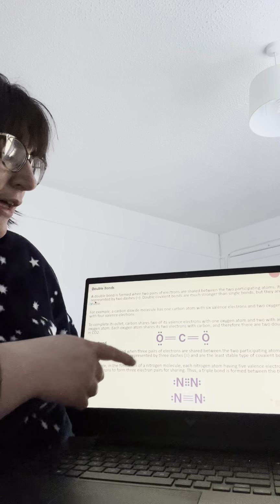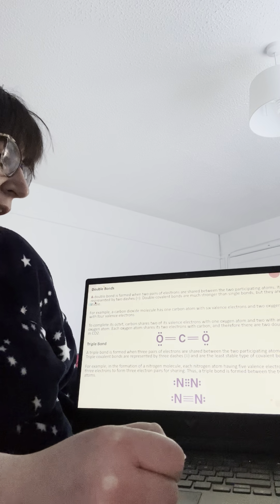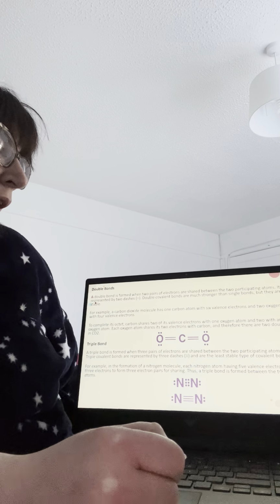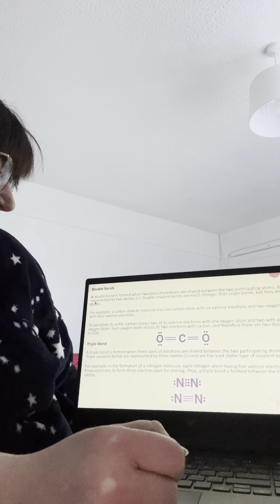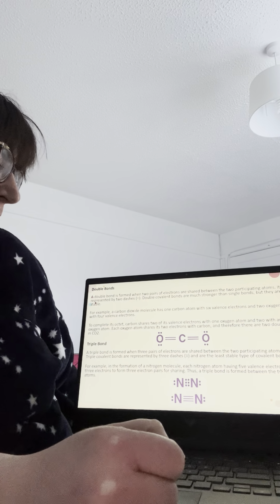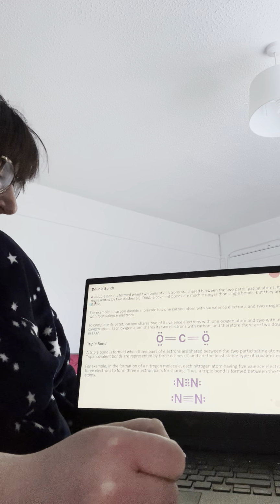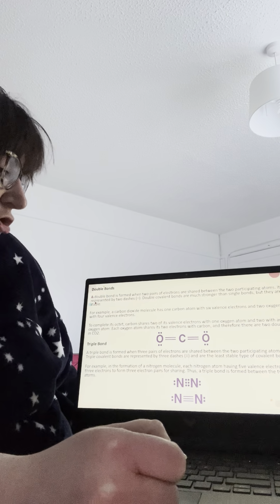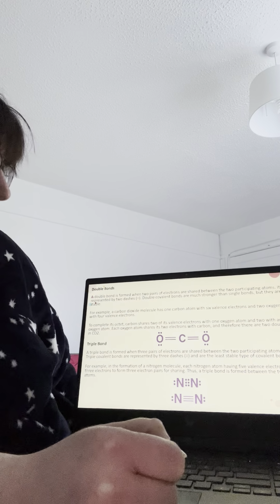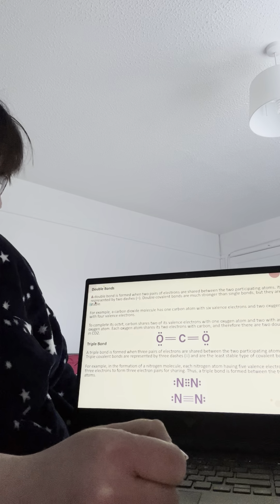For example, as the diagrams show here, a carbon dioxide molecule has 1 carbon atom with 6 valence electrons and 2 oxygen atoms with 4 valence electrons. To complete its octet, carbon shares 2 of its valence electrons with 1 oxygen atom and 2 with another oxygen atom. Each oxygen atom shares its 2 electrons with carbon, and therefore there are 2 double bonds in CO2.